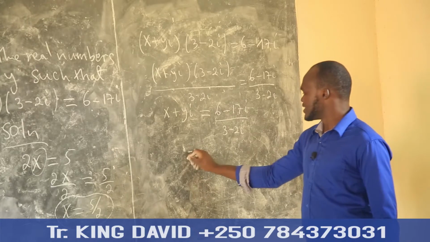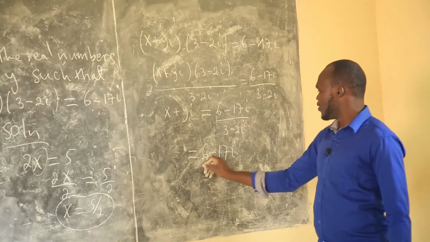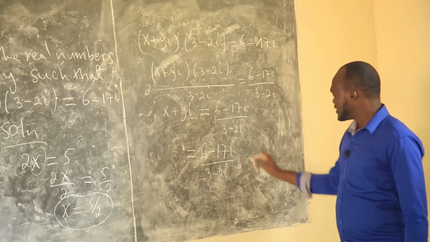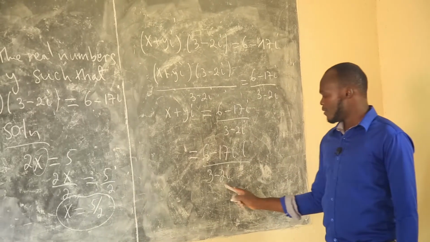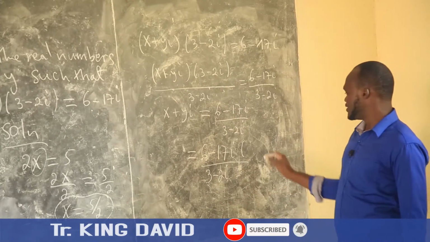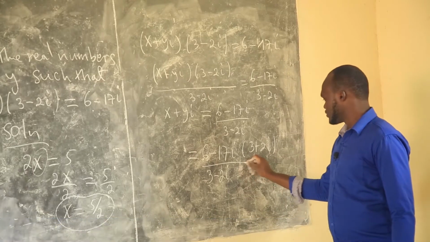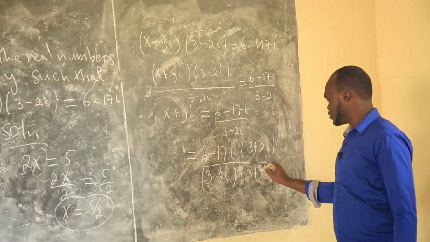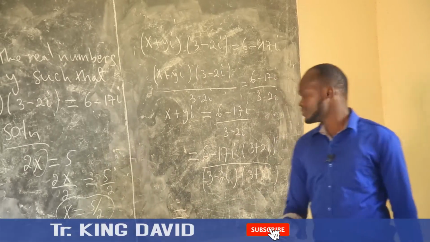So the answer is (6 minus 17i) over (3 minus 2i) times the conjugate of the denominator. Our denominator is 3 minus 2i. Its conjugate is, yes, 3 plus 2i.